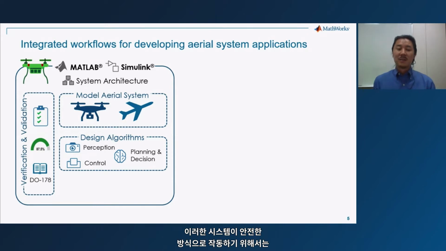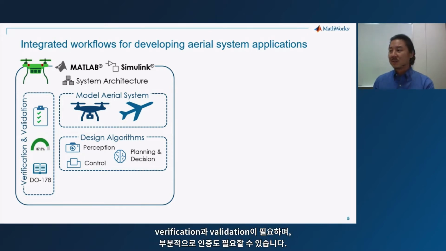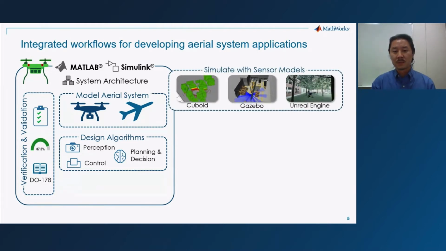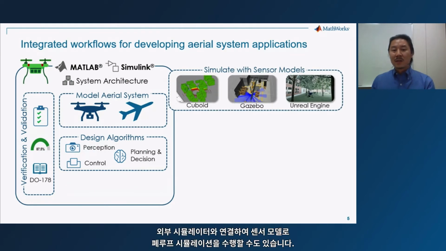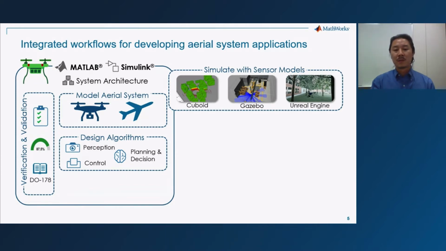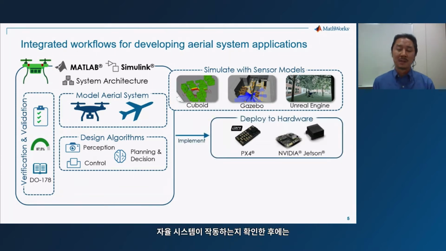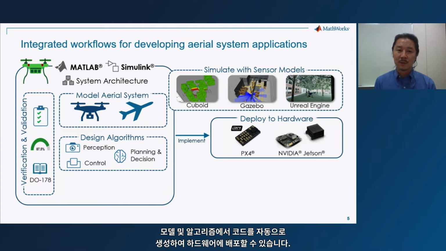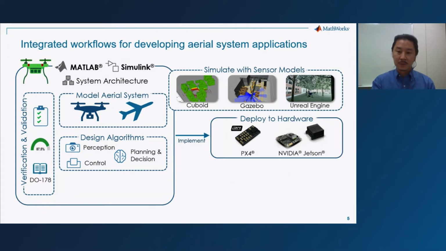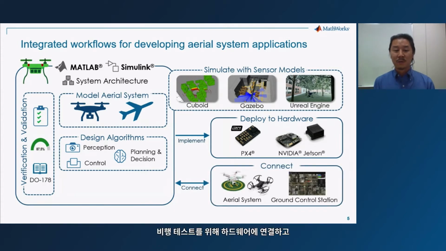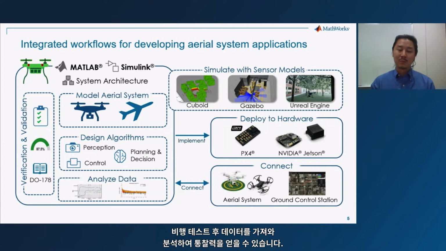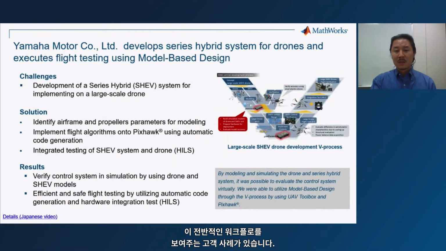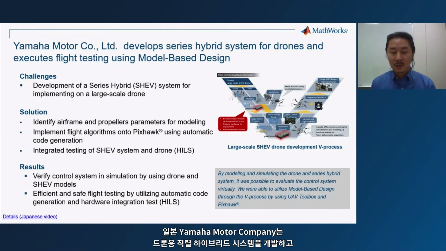Verification and validation is necessary to ensure that these systems will operate in a safe manner. And perhaps there's some certification aspects as well. You can link with external simulators as well to perform closed-loop simulations with sensor models. After ensuring that your autonomous systems work, you could automatically generate code from your models and algorithms to deploy to hardware. Connect to the hardware for flight testing, and after flight test, bring in the data, analyze it, and get your insights from it. Right?